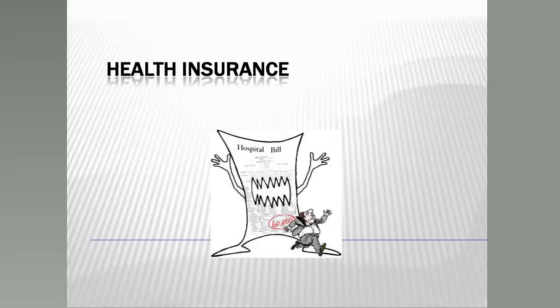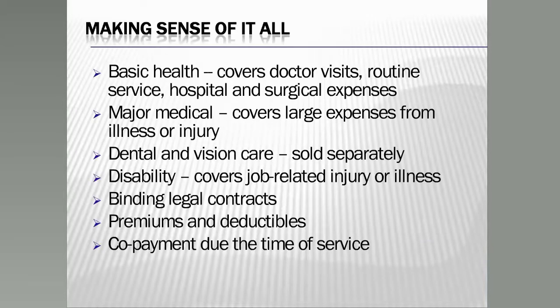Health insurance. Understanding the type of coverages and their cost is important when choosing your healthcare insurance plan. Basic health insurance covers doctor visits, routine services, hospital and surgical expenses. Major medical insurance covers large expenses from illnesses or injury. Most often, dental and vision care are sold separately and can be added to the cost of your health insurance protection. Disability insurance covers job-related injuries or illnesses and may be provided by your employer.